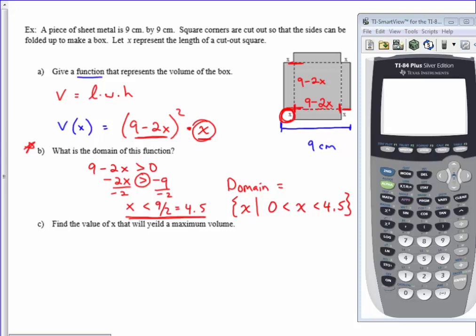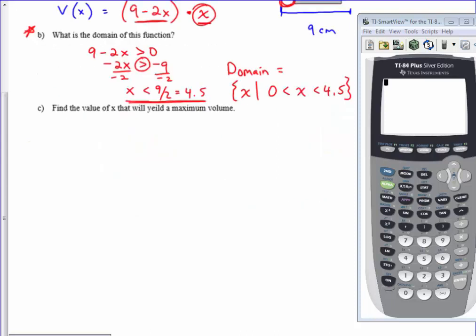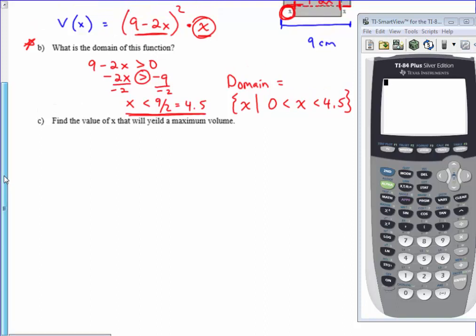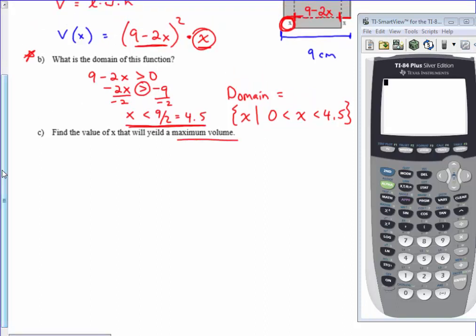So for this particular problem, the domain has a maximum that it can possibly equal because of the length and the width of the base of the box. Last question: find the value of x that would yield the maximum volume. Because it's asking for a maximum volume, we need to enter our volume function in the calculator. So y1 would equal (9 minus 2x) raised to the second times x. Let's go ahead and enter that in our calculator.